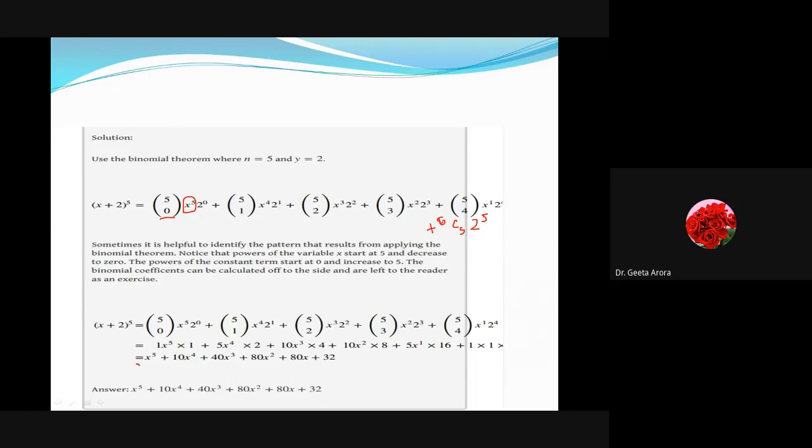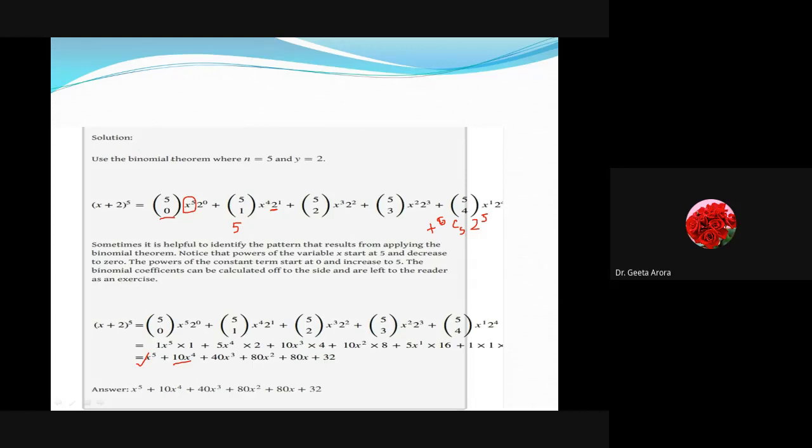First term is x^5. Second term is nC1. What we have learned, nC1 is n. So it is 5 from here, 2 from here, 5 into 2, 10, and x^4. So it is 10x^4, and it is 5C2.